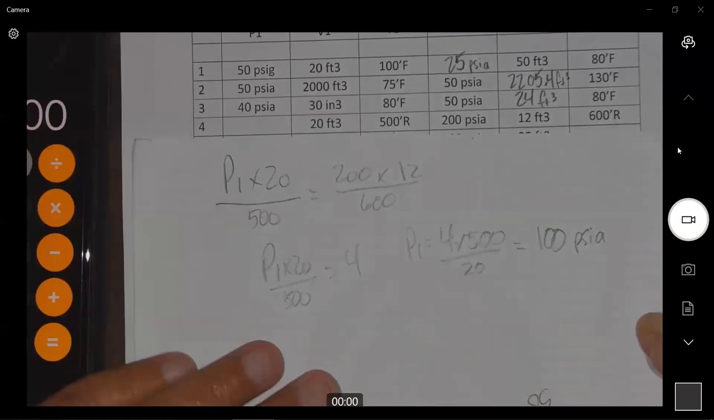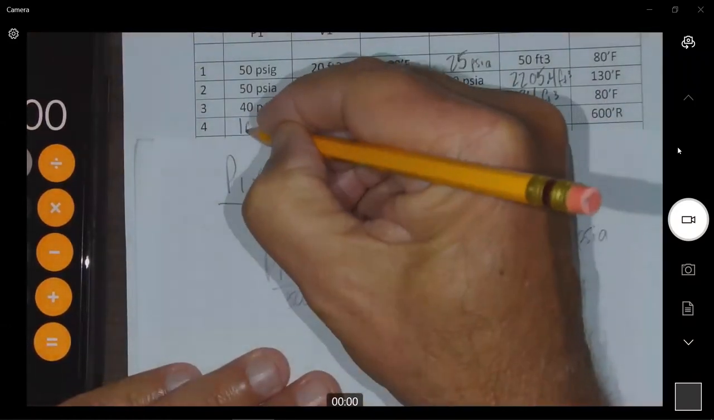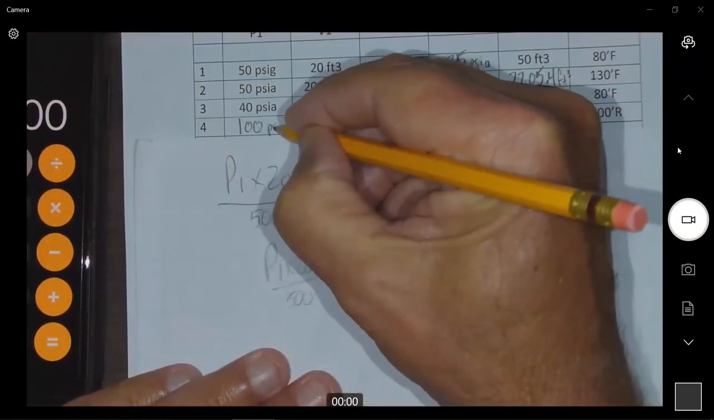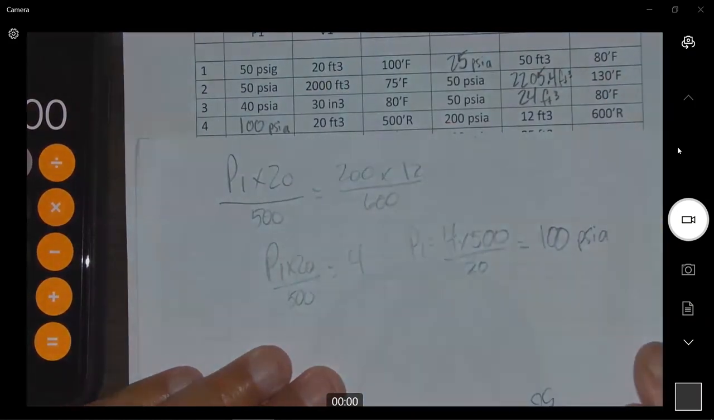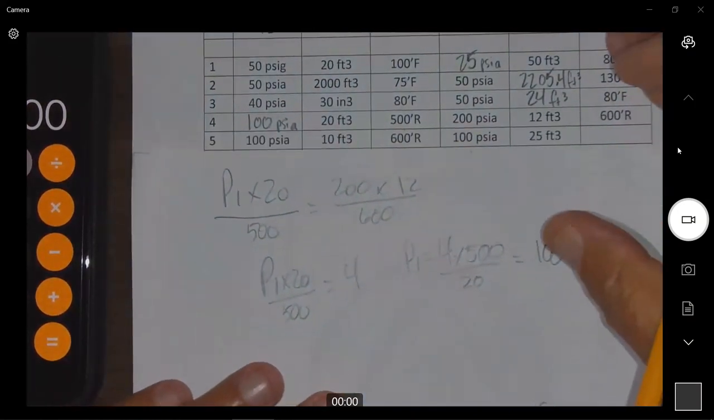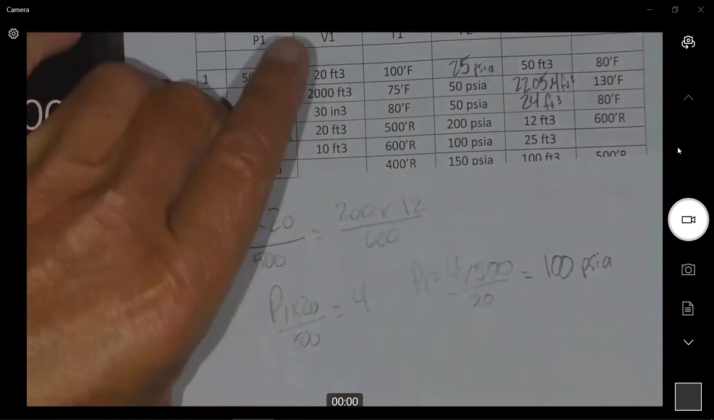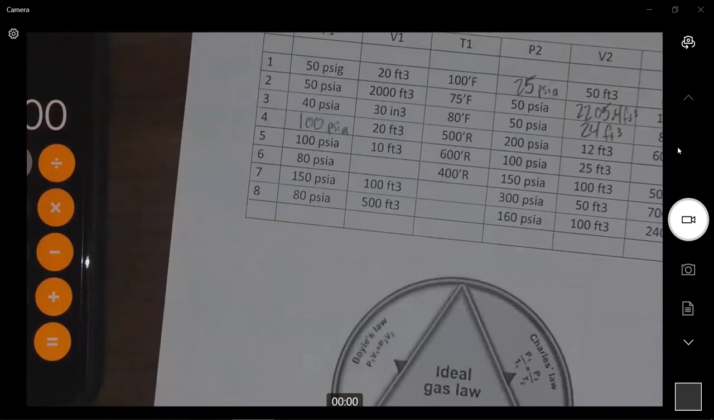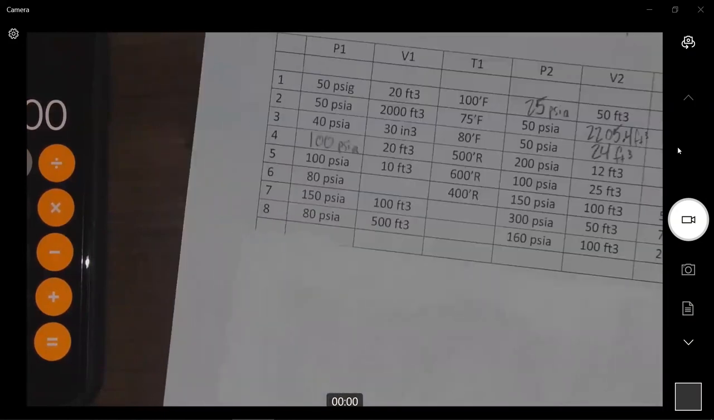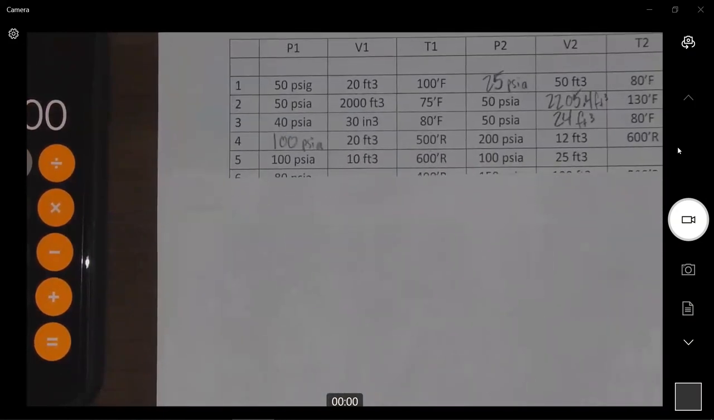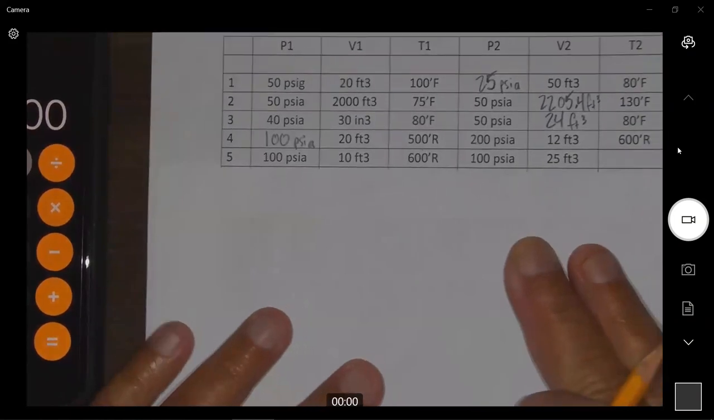So in this blank, 100 PSIA. Let me get another piece of scrap here. We're moving right along here. All right.